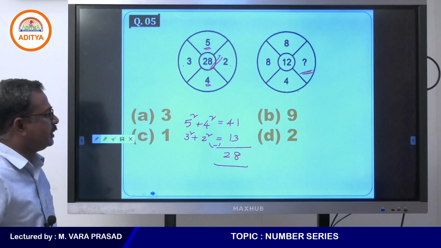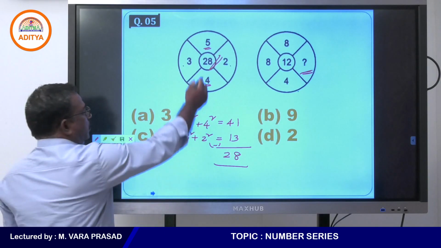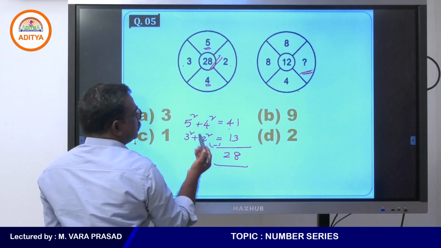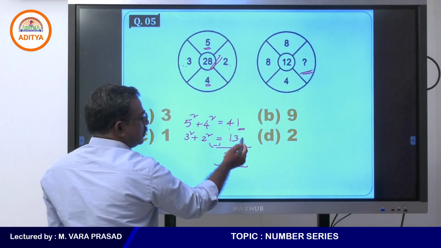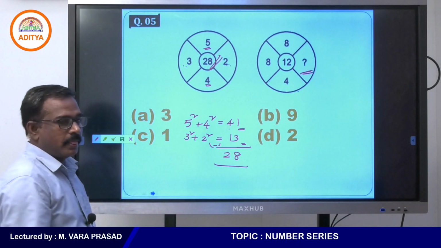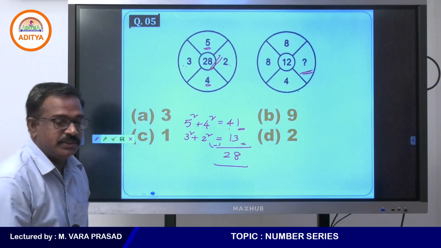So the way they tried this question is, the opposite values they squared and added, and they subtracted the sum of those two. 41 minus 13, that is 28.